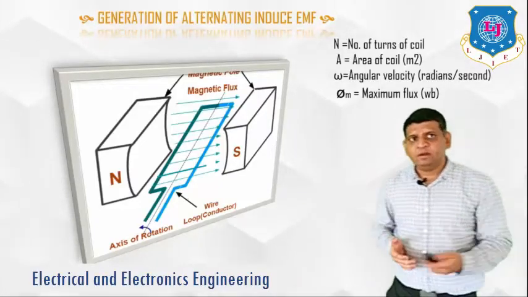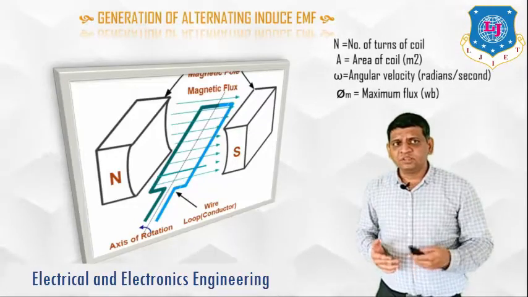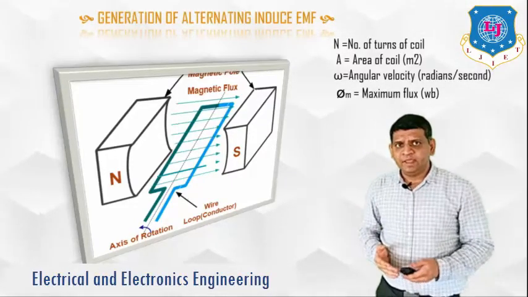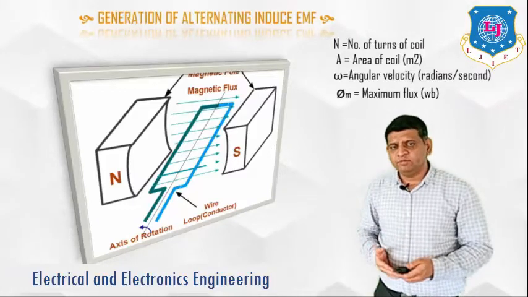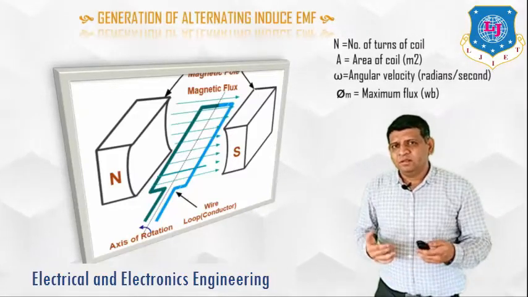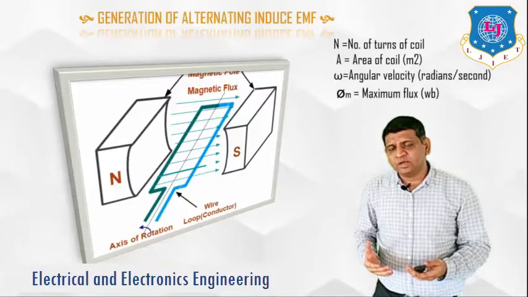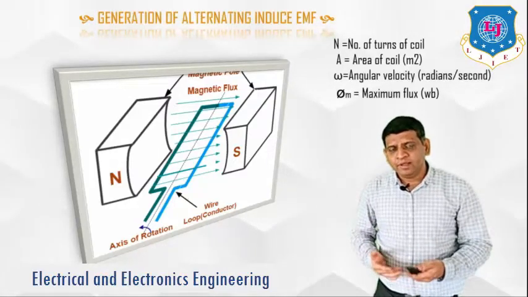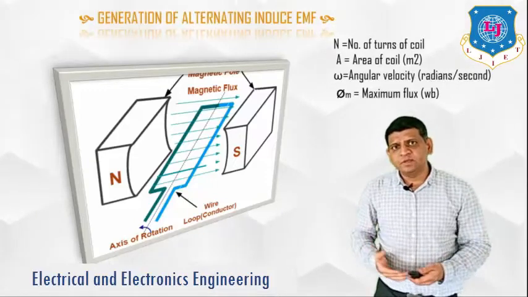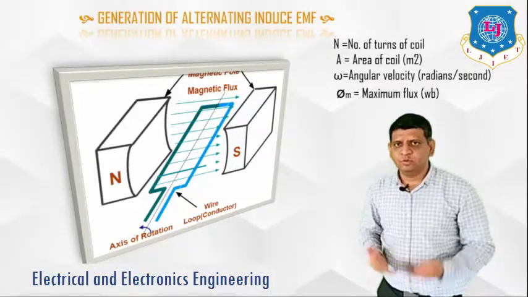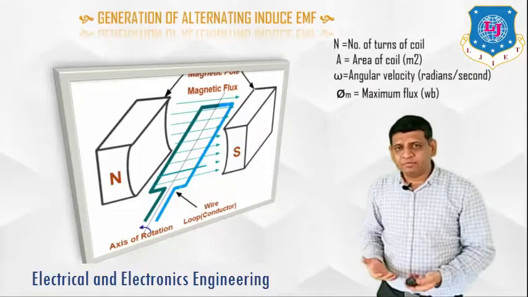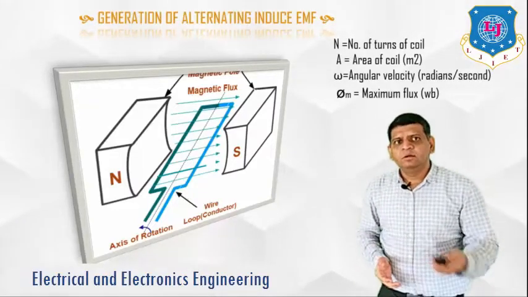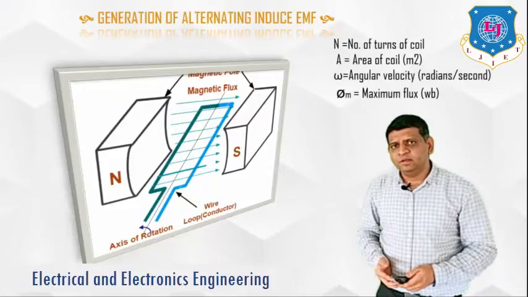Here N is the number of turns of the coil, where A is defined as the area of the coil, which is always in square meters. Then the conductor is rotating in an anti-clockwise direction with angular velocity omega, and whatever magnetic flux is generated, we define as phi. Once the magnetic flux is produced, the maximum value of that magnetic flux we define as phi m, which is in Weber.